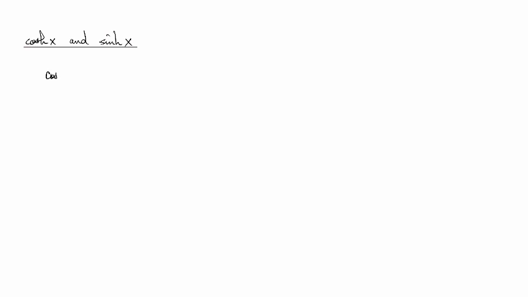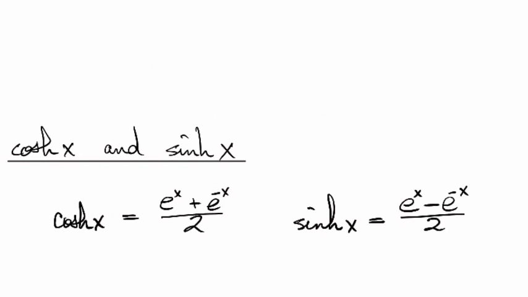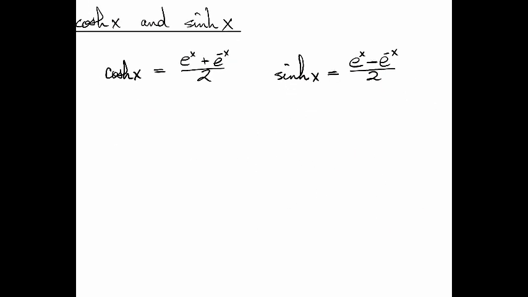So the cosh function is defined as e to the x plus e to the negative x, divided by 2, and the sinh function is defined by e to the x minus e to the negative x, over 2. So what does that look like? Well, let's just zoom in here and I will draw a little figure.